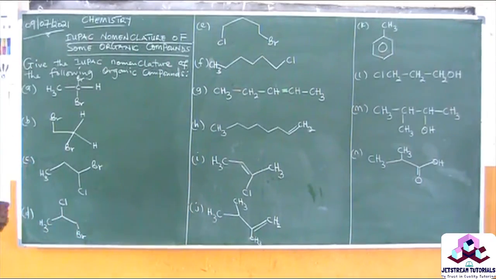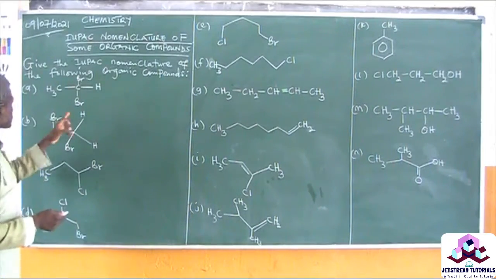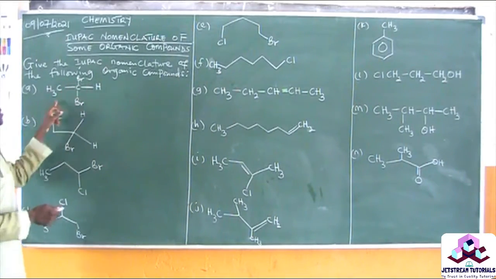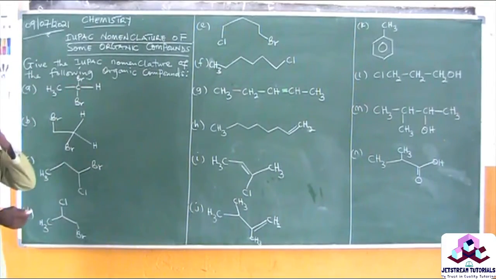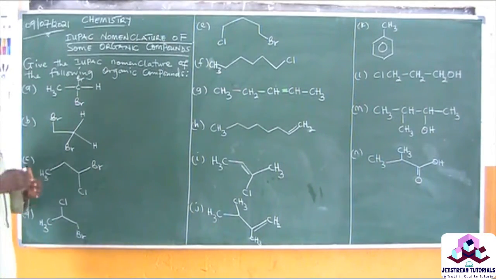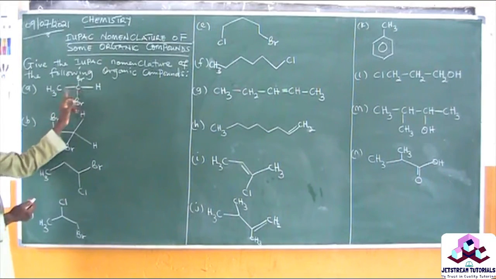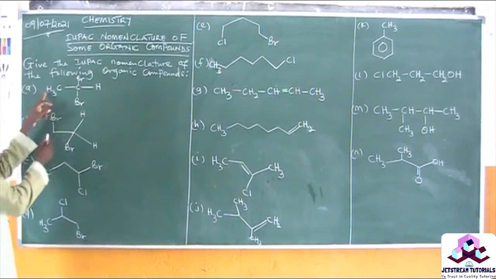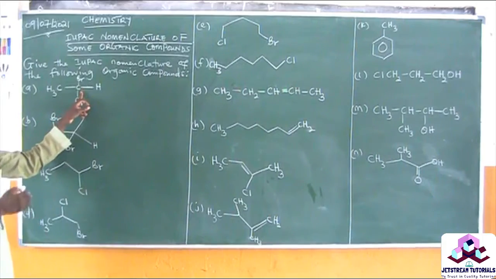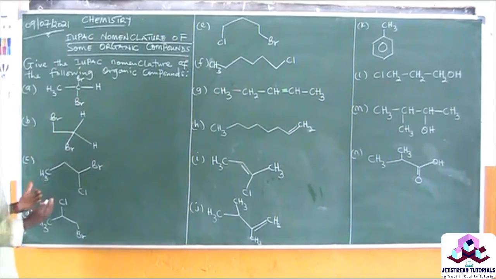Now, the first question says, give the IUPAC nomenclature of the following organic compounds, which you have as A here. If you observe, this particular compound is a saturated alkane. How do we know that it is a saturated alkane? You take a look at the number of carbon atoms. We have 2, and each carbon atom is surrounded by 4 bonds. That makes it a saturated alkane.